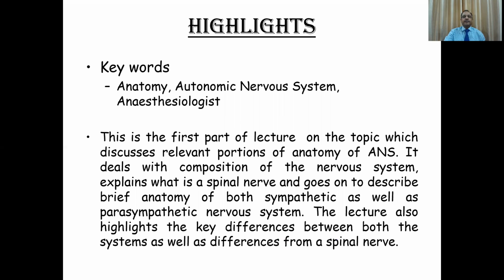The highlights of this lecture are discussion on the relevant portions of anatomy of autonomic nervous system, dealing with the composition of nervous system, explaining what is a spinal nerve, and then describing in brief the anatomy of both sympathetic as well as parasympathetic nervous system. The lecture will also highlight the key differences between both the systems as well as differences from a spinal nerve.